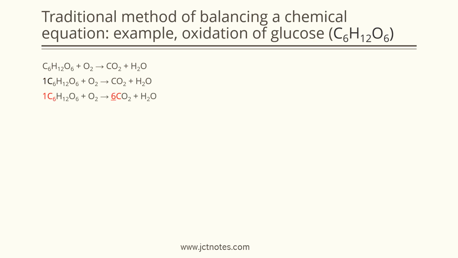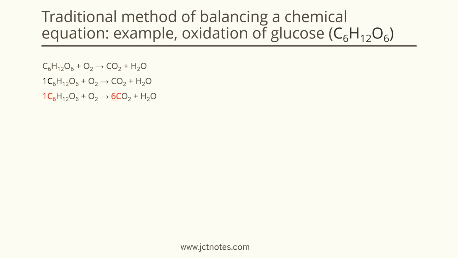With the glucose fixed, we check the atoms of this molecule in the products. We start with the carbon. One molecule of glucose has 6 carbons. Carbon does not appear in any other reactant. In the products, carbon appears only in the carbon dioxide. Each molecule of carbon dioxide has 1 carbon. As we have 6 atoms of carbon from the glucose, we need 6 molecules of carbon dioxide. With 1 molecule of glucose and 6 molecules of carbon dioxide, we have the atoms of carbon balanced.